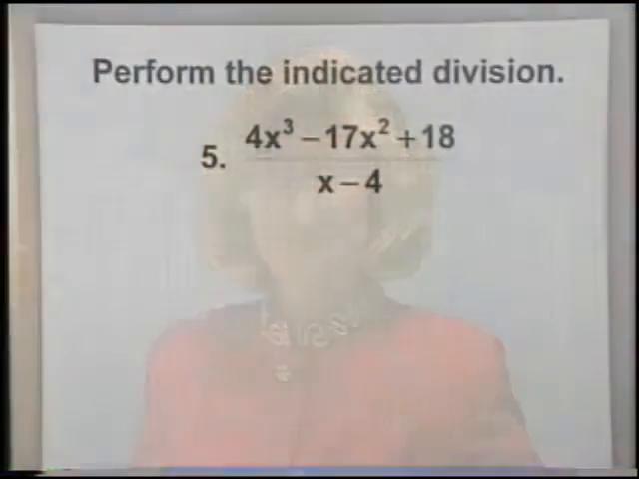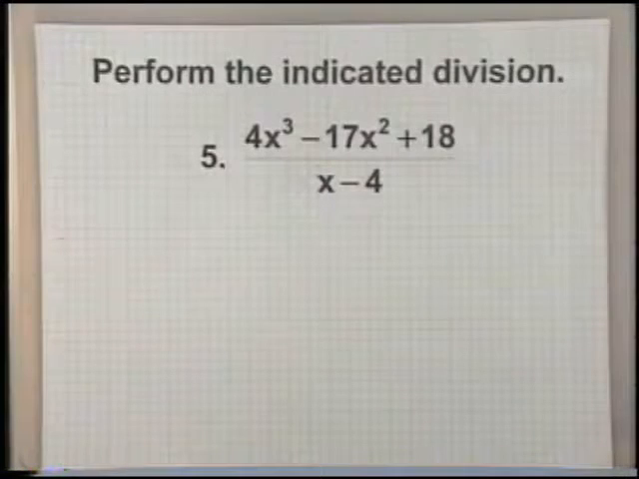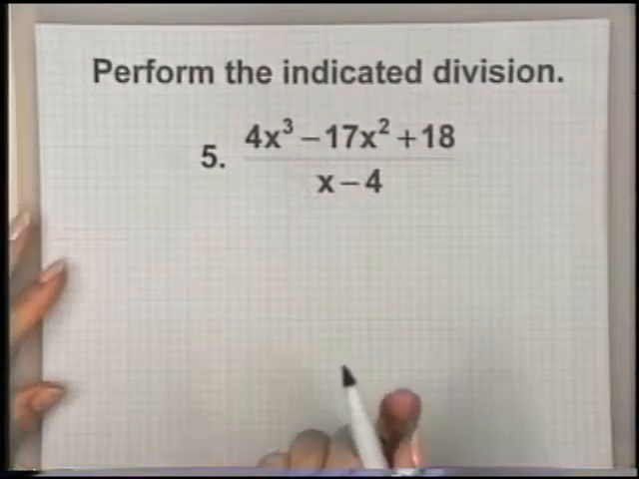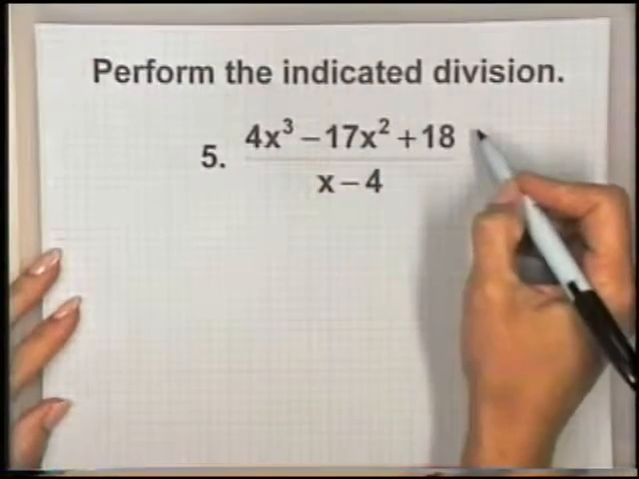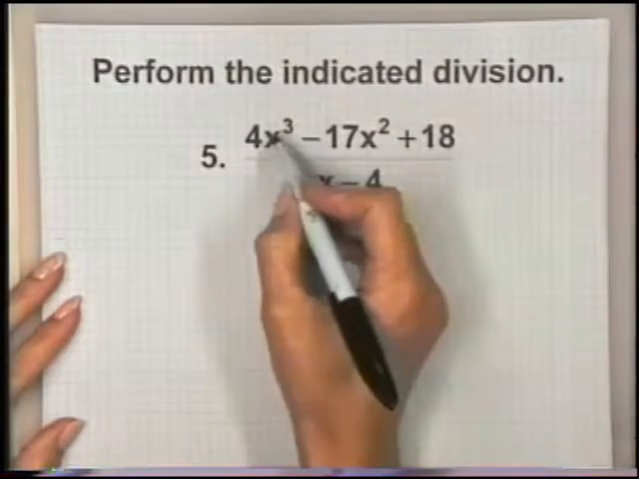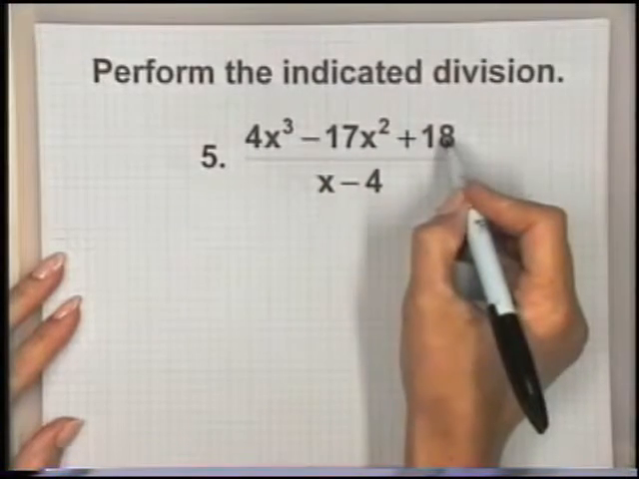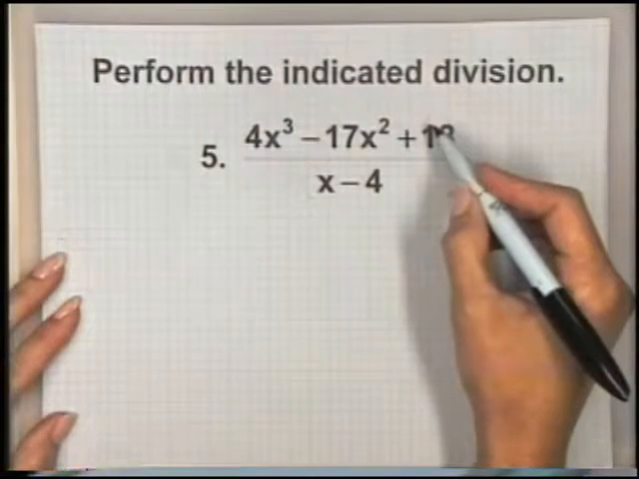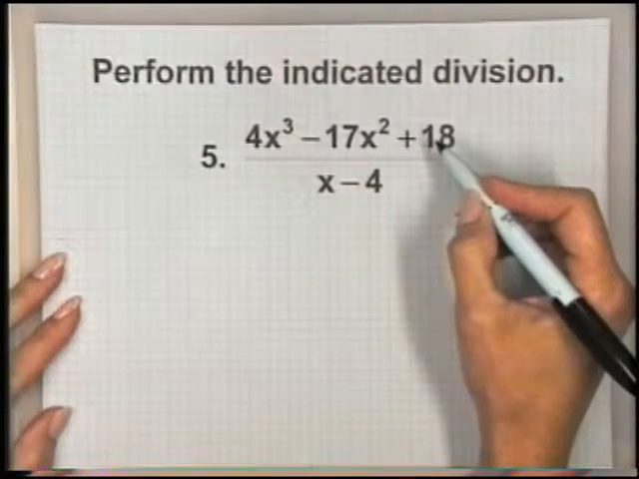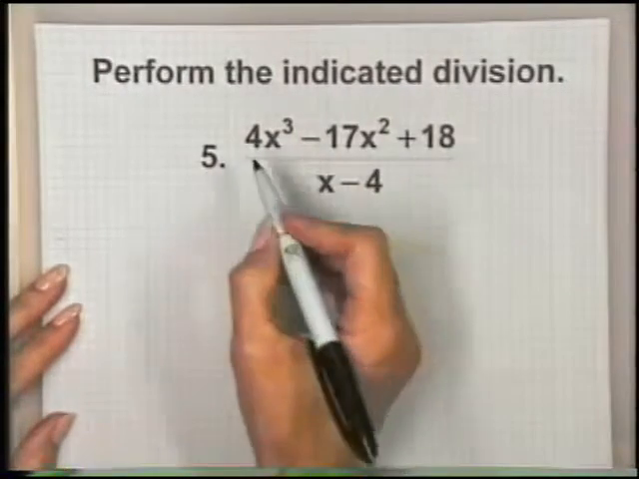I want you to look at the numerator of problem number 5 and see if you notice anything. Well, we should be on the lookout for descending powers of a variable. We have x cubed, x squared, and then the constant. That's okay. But what about this numerator? We have an x cubed term, an x squared term. We do not have an x term, do we?